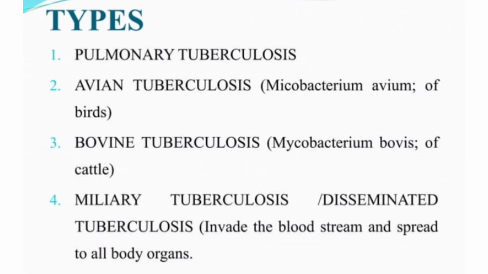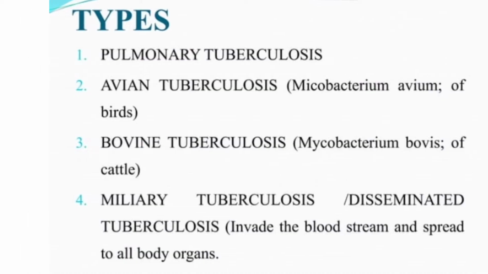And last is miliary tuberculosis. Miliary tuberculosis is a potentially fatal form of the disseminated disease due to the hematogenous spread of tubercle bacilli to the lungs and the other organs.